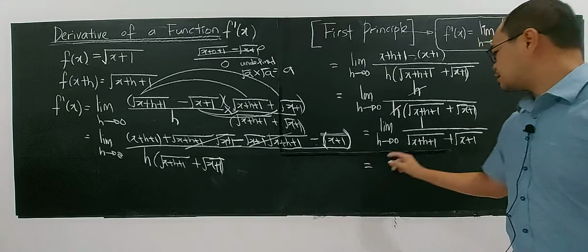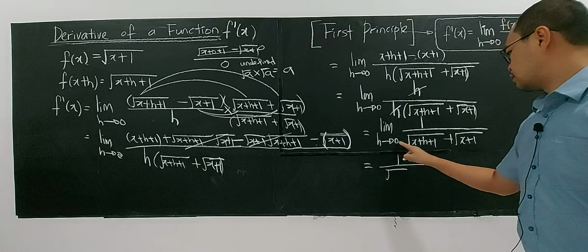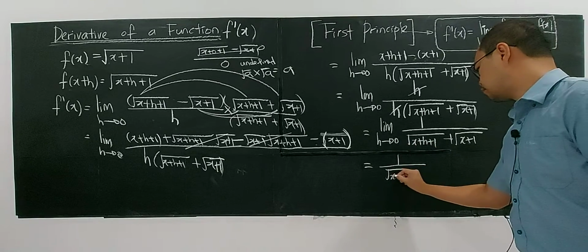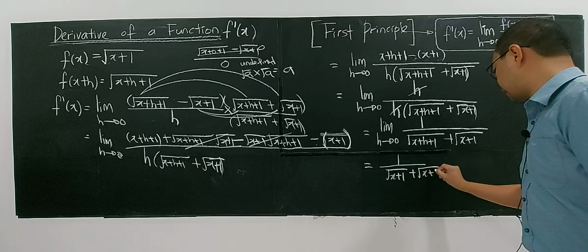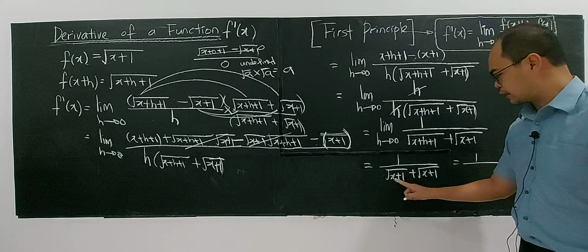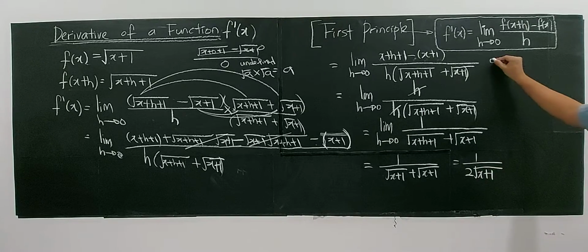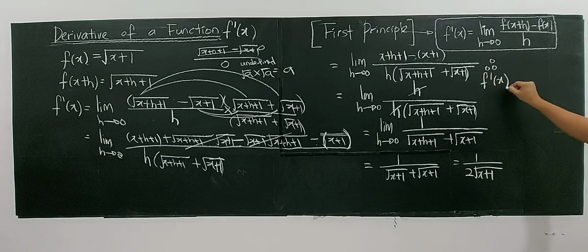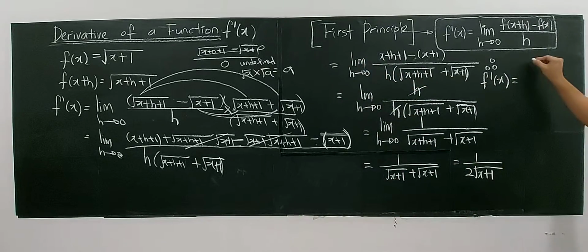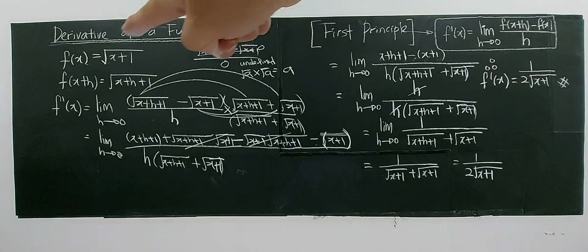So now you can directly substitute h equals 0 into the function. So you have square root of x plus 1 plus square root of x plus 1, and 1 over this one. These two are the same thing, so 2 square root of x plus 1. Therefore, by using first principle, the derivative of this function, square root of x plus 1, you are getting 1 over 2 square root of x plus 1. That's the way you apply first principle to get the derivative of this square root function here.